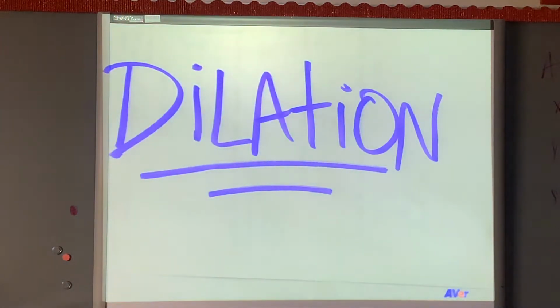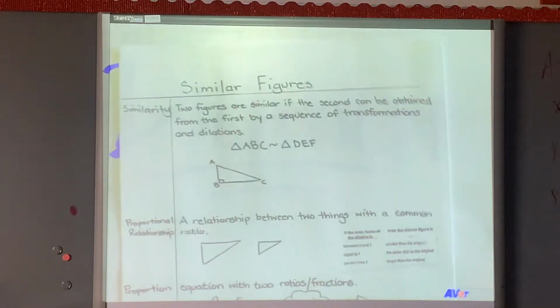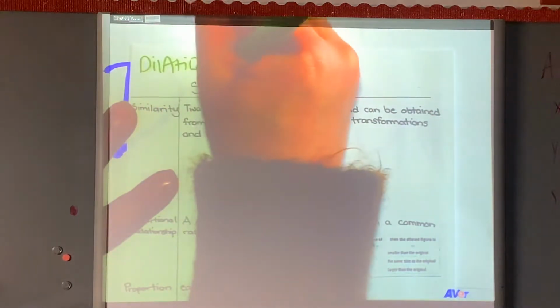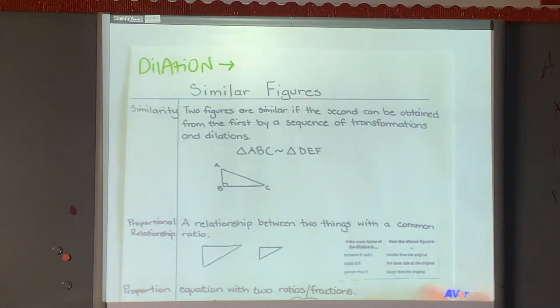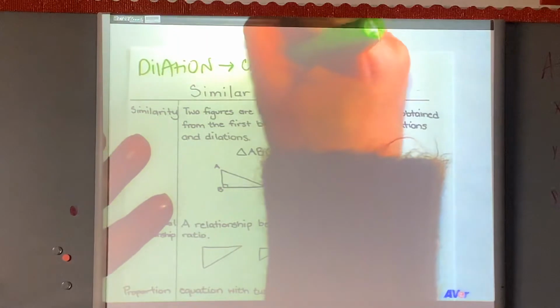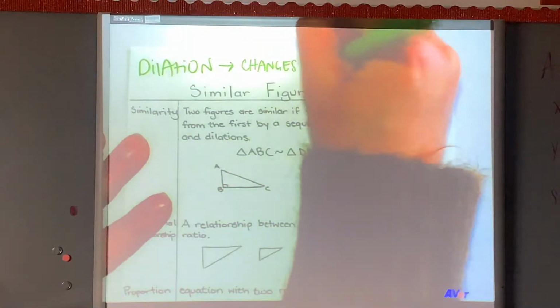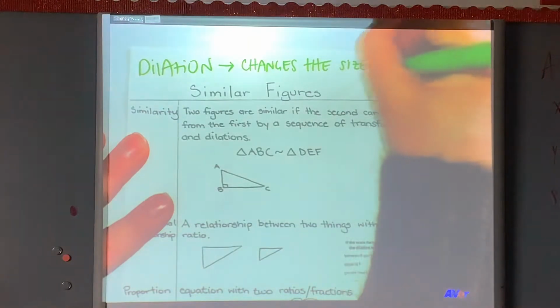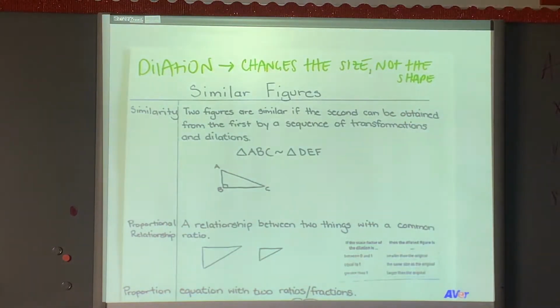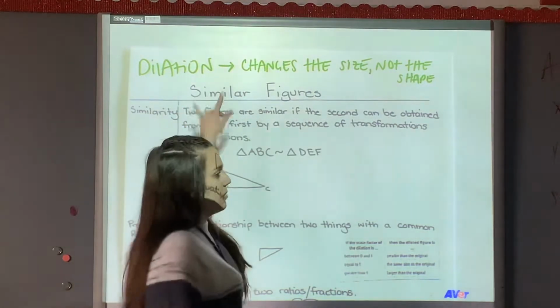So first of all, you have notes that say similar figures on them. I want you to write at the top of this paper that similar figures are figures that look alike because they have a dilation. We're not going to write all that, but that's what I meant. A dilation is something that changes the size of the picture, not the shape. The shape stays the same, but the size is different, and that's why we call it similar. Similar means alike.